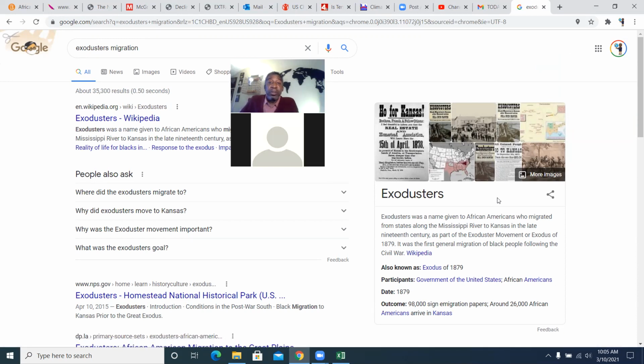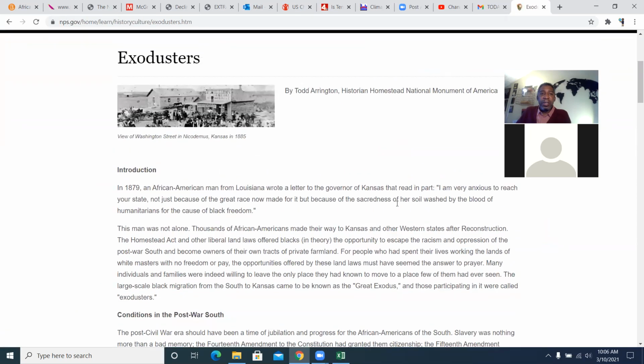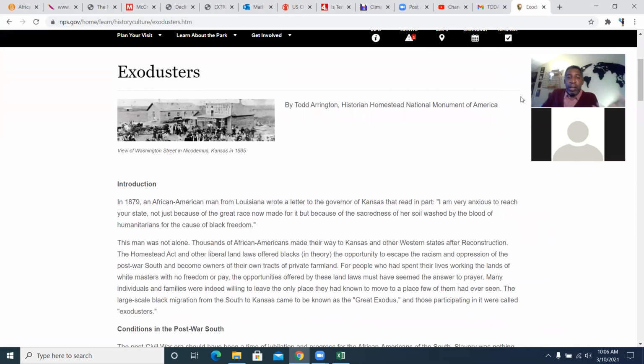So Exodus, of course, is a biblical reference. Some Black people went north. A lot of Black people went towards the west. And there's a very rich history of these Exodusters. A lot of towns and cities in the West were founded by African Americans. So here's one. It says Nicodemus, Kansas. So a lot of Black people that migrated to the West founded towns and cities.